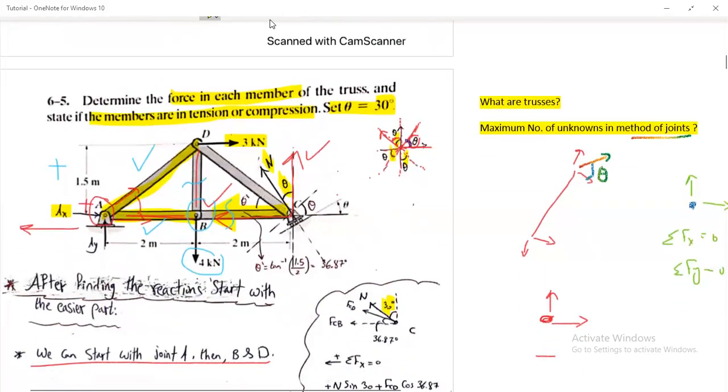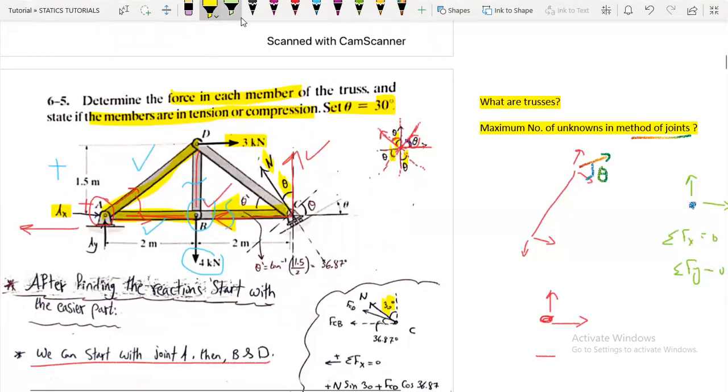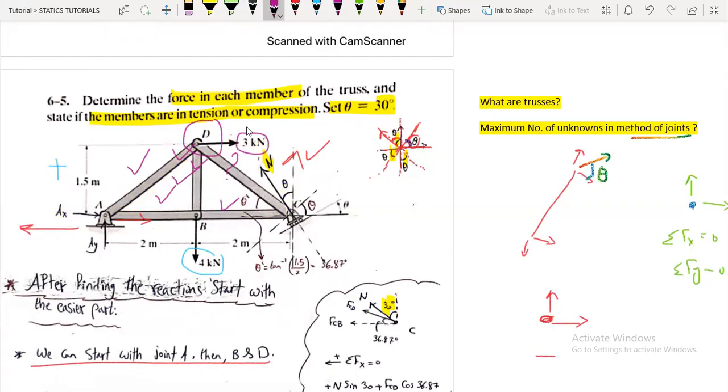Here is our joint D, correct? Okay, we have found FBD, and let me clear it. So far we have found what? FAD, FAB, FBC, and FBD. Now moving on to joint D, we have this force, and we can find this unknown, which is DC. Okay, and we are done. So here at joint D, we have one unknown, and we also have the external force, 3 kilonewtons.